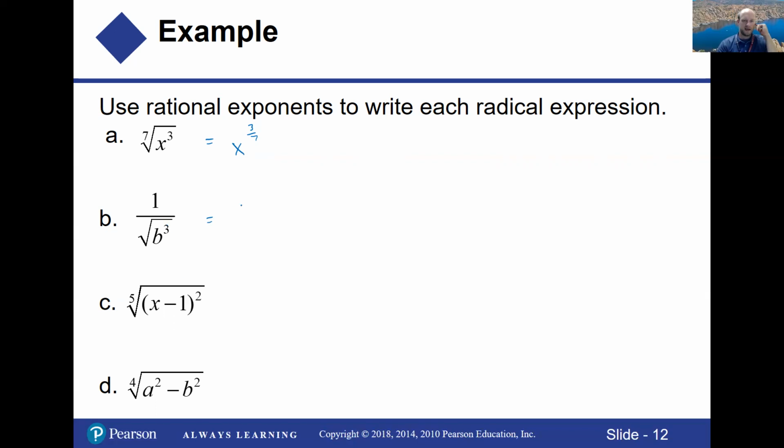This one, I can rewrite as 1 over b to the 3/2. And then, actually, do I want to do that first? Yeah, I do. Because remember, this is a square root, so really this is a 2. So this is 3/2. And then if I want to, I can move this up, kind of going the opposite of rule number 3 that we just learned. So b to the negative 3/2.